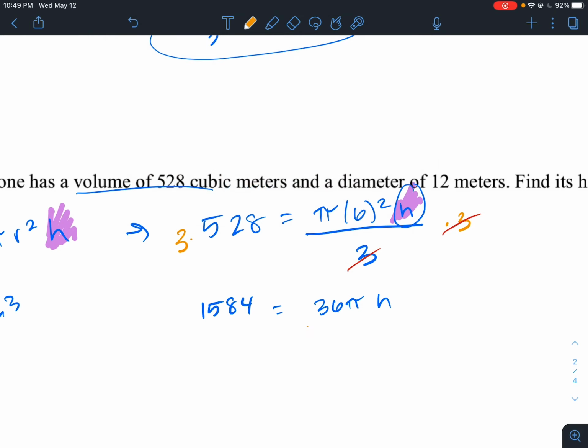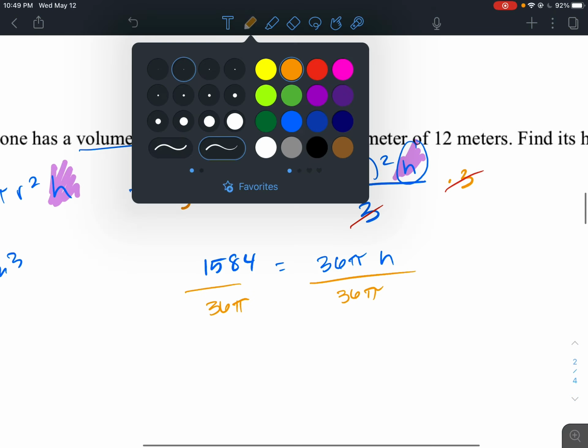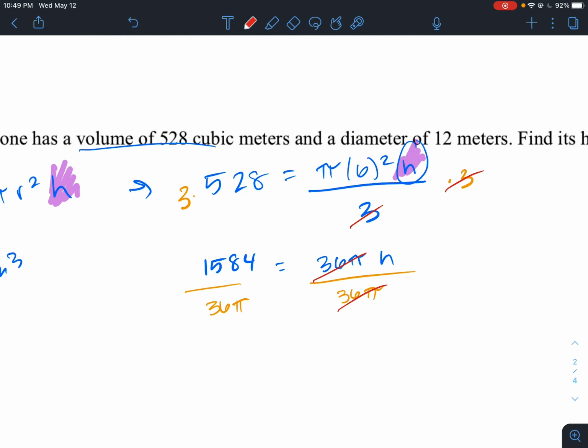And then I'm going to divide by 36 pi on both sides, and that will give me my height, as 36 pi will cancel on the right side, and I'll just be left with h. So h is equal to 1584 divided by 36 pi. So 1584 divided by 36 pi, and I get that the height is about 13.6.